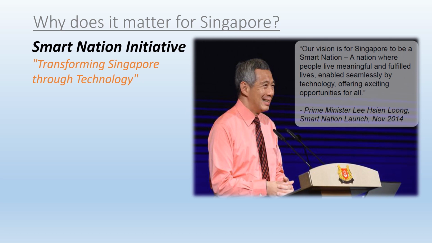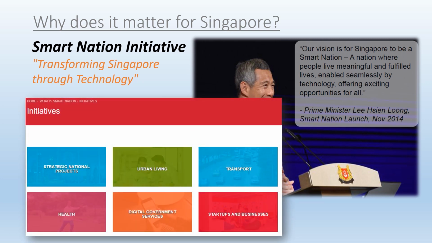And I quote the Prime Minister from 2014. He basically said that our vision is for Singapore to be a smart nation, a nation where people live meaningful and fulfilled lives enabled seamlessly by technology, offering exciting opportunities for all. So the initiatives, they encompass multiple fields, and as you can see here, one of the 6 main fields is transportation. So what are the key components of a smart nation with respect to transportation?